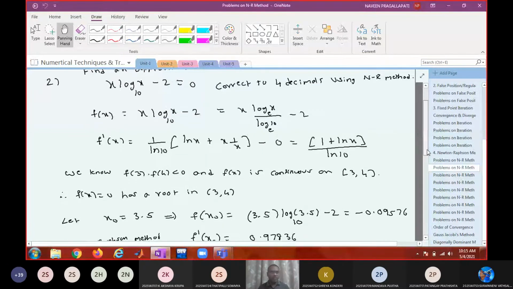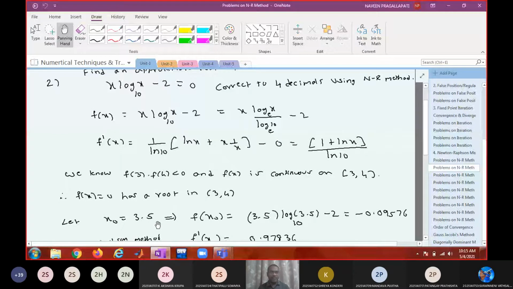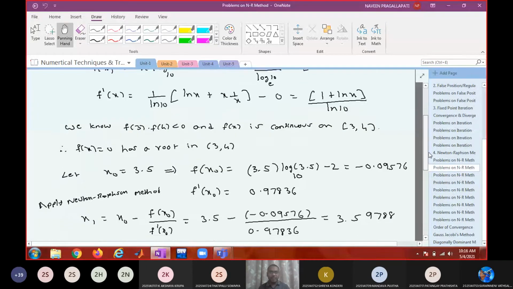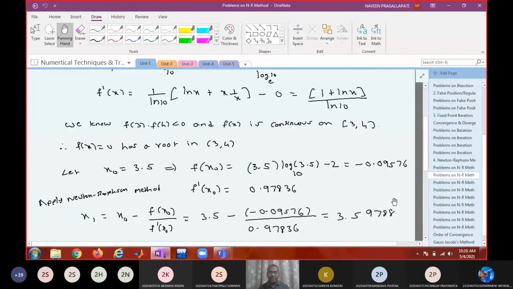x naught equal to, we started with 3.5 as an initial approximation. We computed f of x naught and f dash of x naught. And I said in computation of function f, you need to use log to the base 10, which is the LOG button in your calculator. And while computing f dash, it is a natural logarithm. Therefore, you have to use the ln button in your calculator. What was that value you got? 3.59788. Am I right?